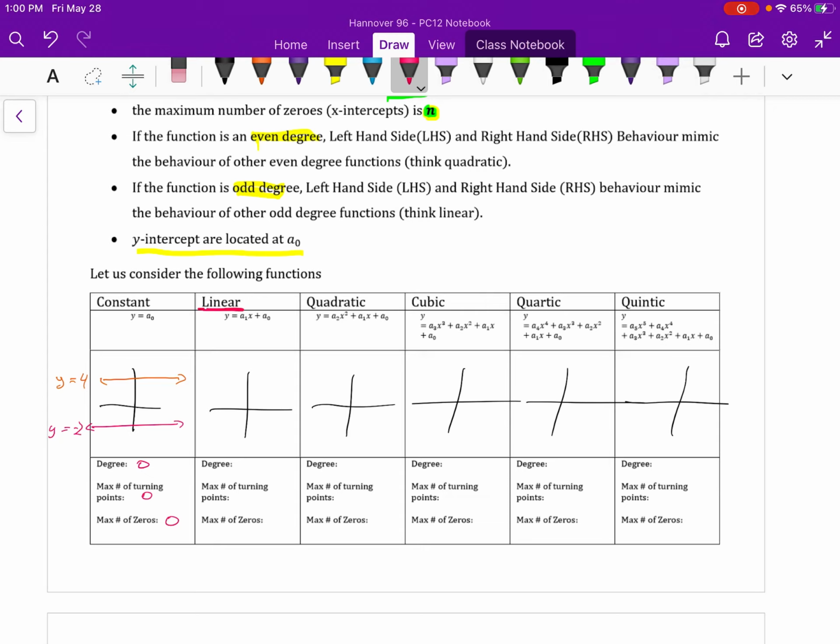Now a linear function, let's go on to the linear. Now a linear function, maybe y is equal to 2x to the power of 1 plus 1, or y is equal to 2x plus 1. The degree of this is 1.